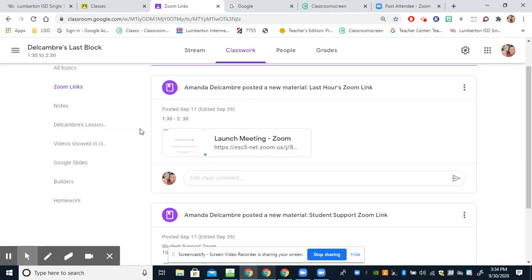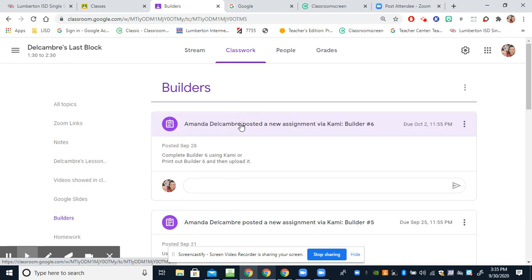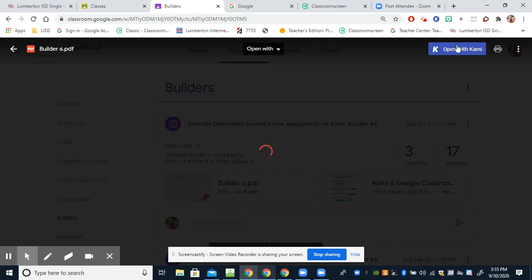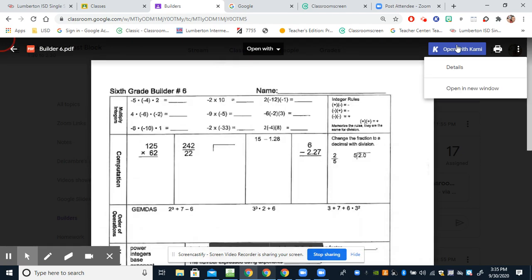Okay, so let's go. I'm going to go to our builders. I'm going to go to Builder 6. Here we go. And we're going to open it with Cami. And we're going to do some of the vocabulary. Give it a second.